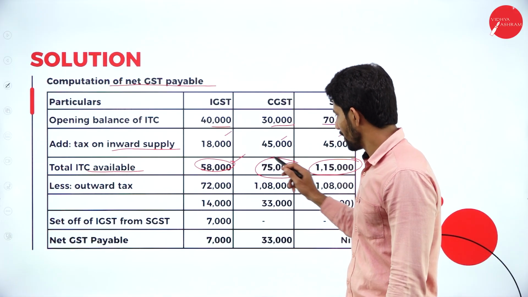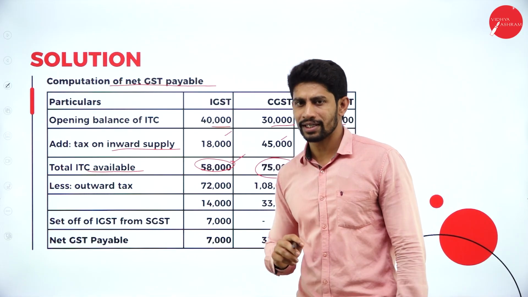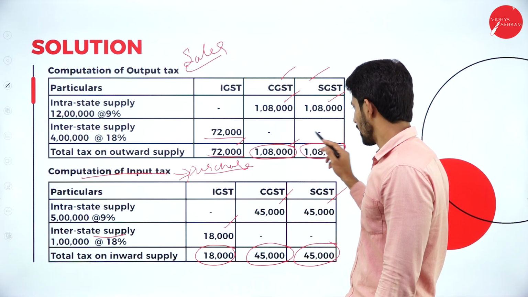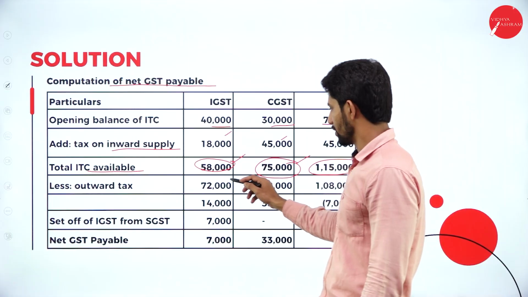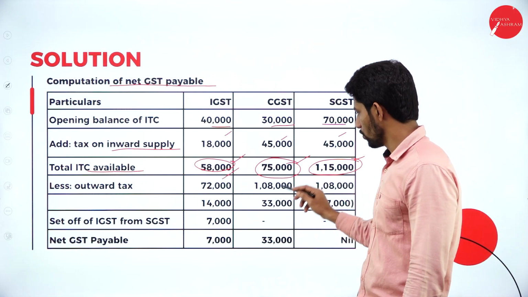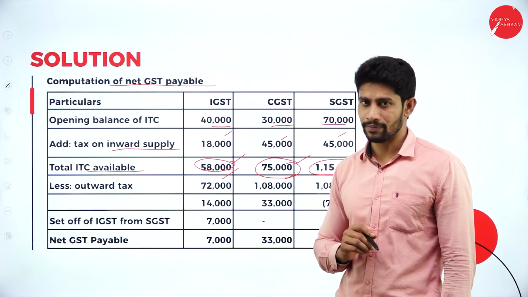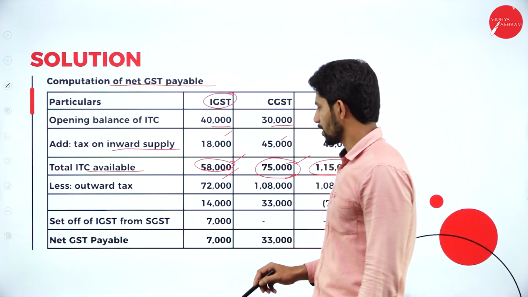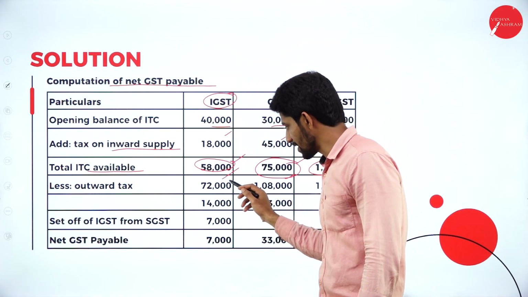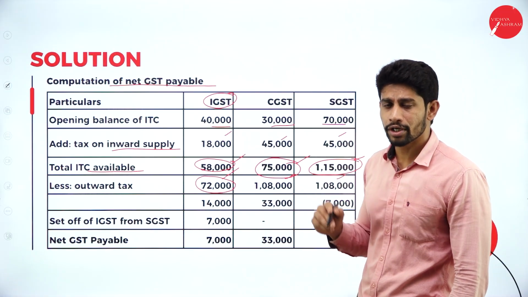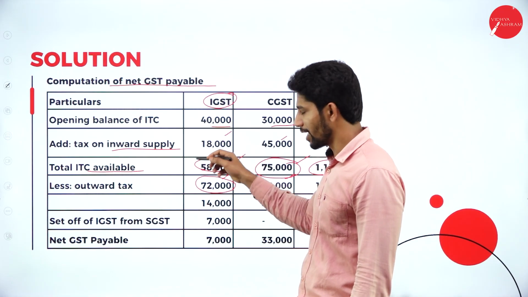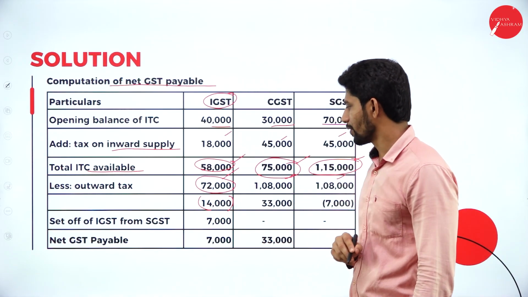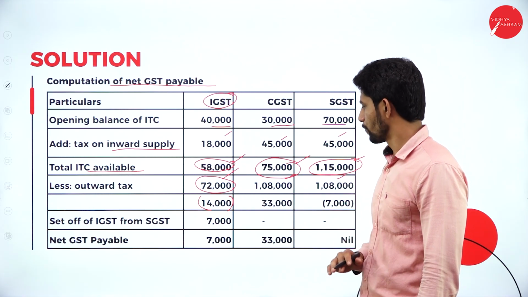Next, from this available ITC, less outward tax, that means output tax. So what is the output tax you are supposed to pay here? 72,000, 1 lakh each, 1 lakh each. So now write down the output tax: 72,000, 1,08,000, 1,08,000. See here, in your account you have 58,000 rupees under IGST, but you are supposed to pay 72,000, right? The amount you are supposed to pay is more than the balance you have in your account. So still you are supposed to pay 14,000 rupees.